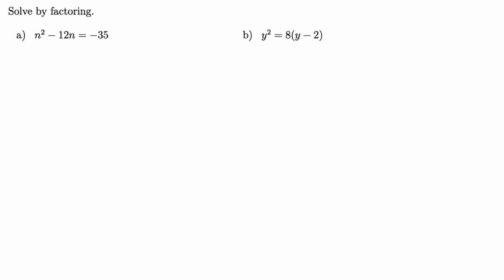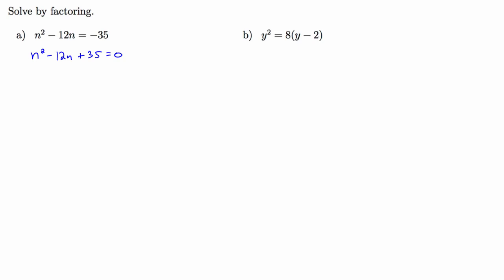In this video, we will solve two equations by factoring. The first equation that we will solve in part A is n squared minus 12n equals negative 35. To solve this equation, we first need to set the equation equal to 0. To set it equal to 0, we will add 35 to both sides of the equation. This will give us n squared minus 12n plus 35 equals 0.